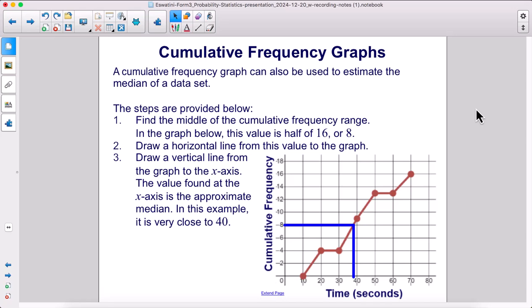A cumulative frequency graph can also be used to estimate the median of a dataset. The steps are provided below. First, find the middle of the cumulative frequency range. In the graph below, this value is half of 16, or 8. Draw a horizontal line from this value to the graph. Draw a vertical line from the graph to the x-axis. The value found at the x-axis is the approximate median. In this example, it is very close to 40.